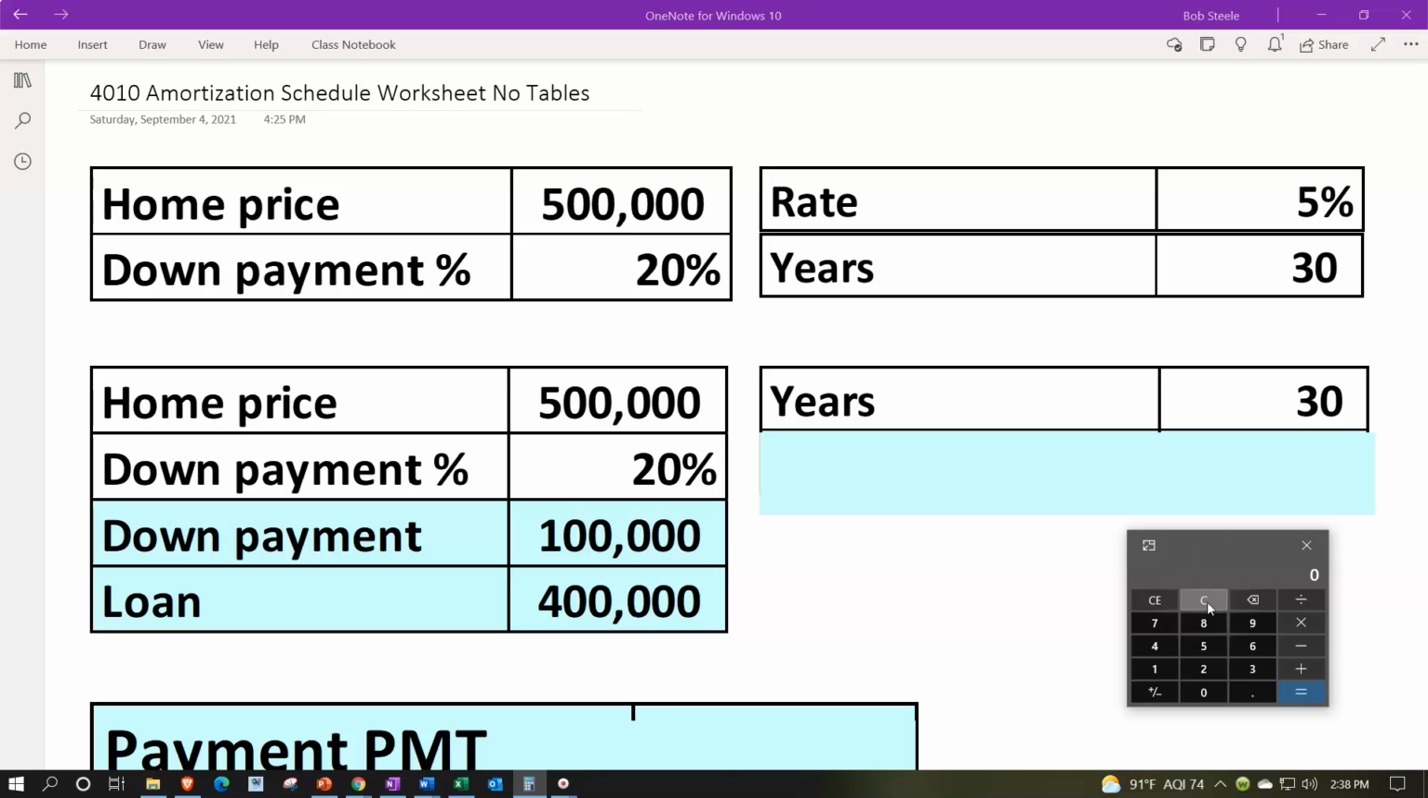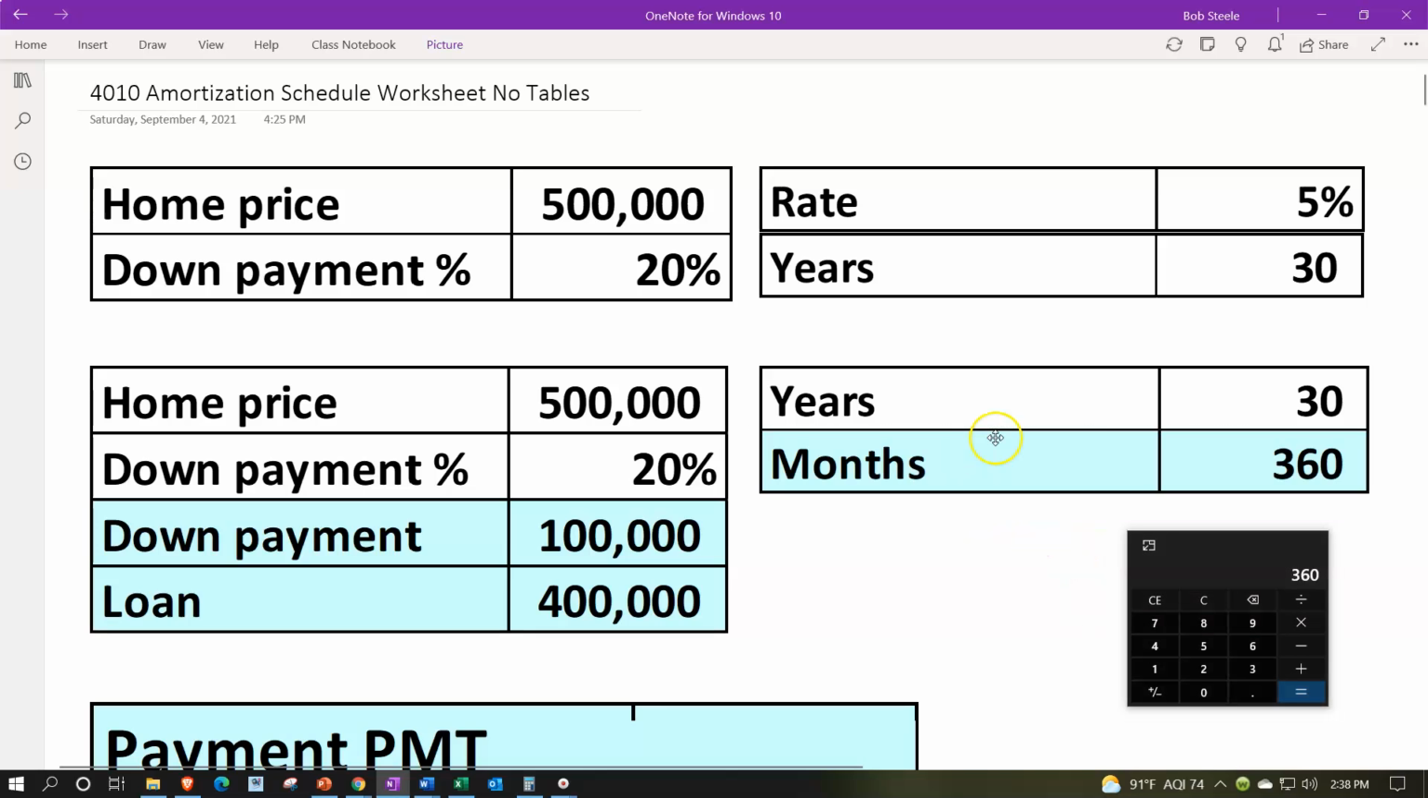So in order to do our payment calculation, we need to know the number of periods, which will be in months. So if it's a standard 30-year loan, we take that times 12, because there's 12 months in a year, and we would get the 360. So we got the 360 months that we would have.